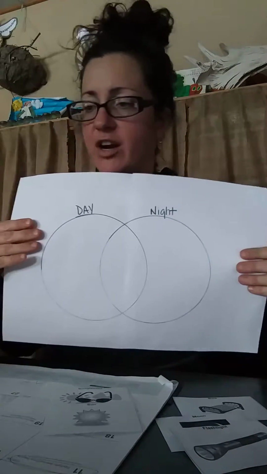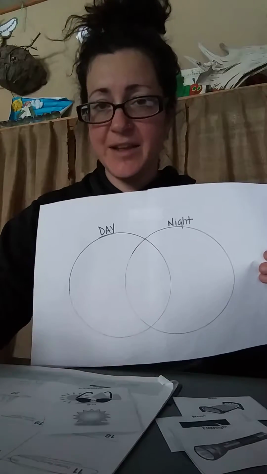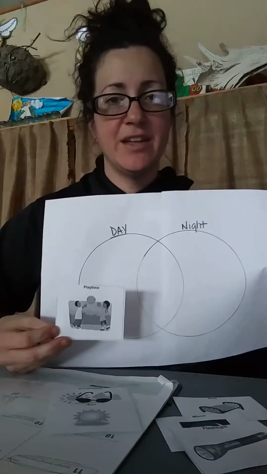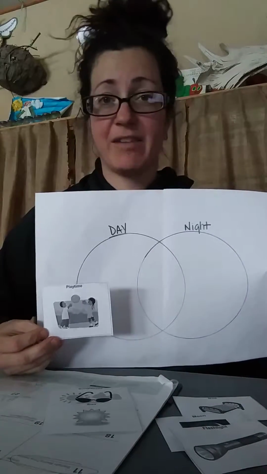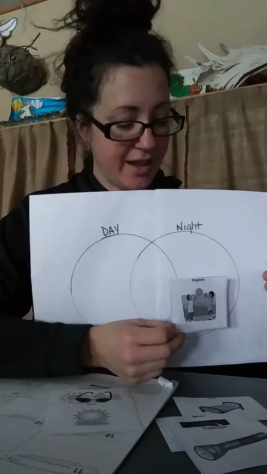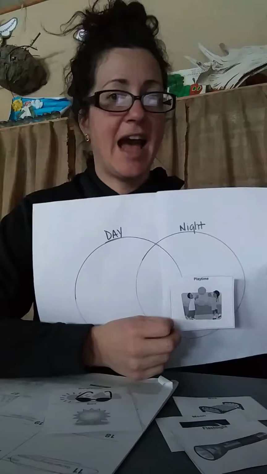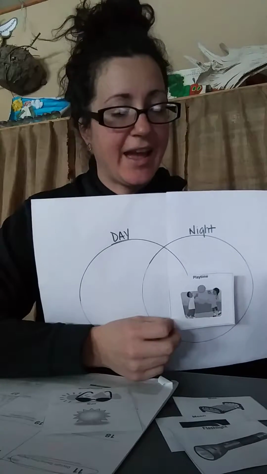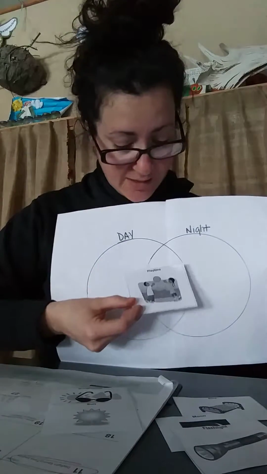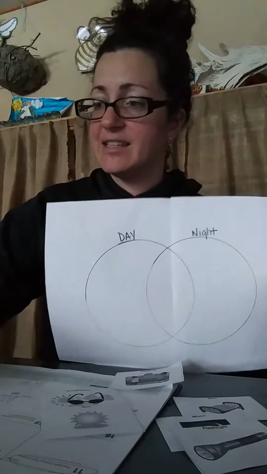Now, to go back to our chart here, are there some things that can be done during the night and during the day? Absolutely. Here is playtime. Can you play during the day? We play every day in here, you're right. Can you play at night? Yes, you can do things at night. You can go out to dinner, that would be playing. You can play tag outside in the night. You can do all sorts of things, especially when it's snowy and it's a little bit bright outside. So this playtime can go right in between our circles of day and night.